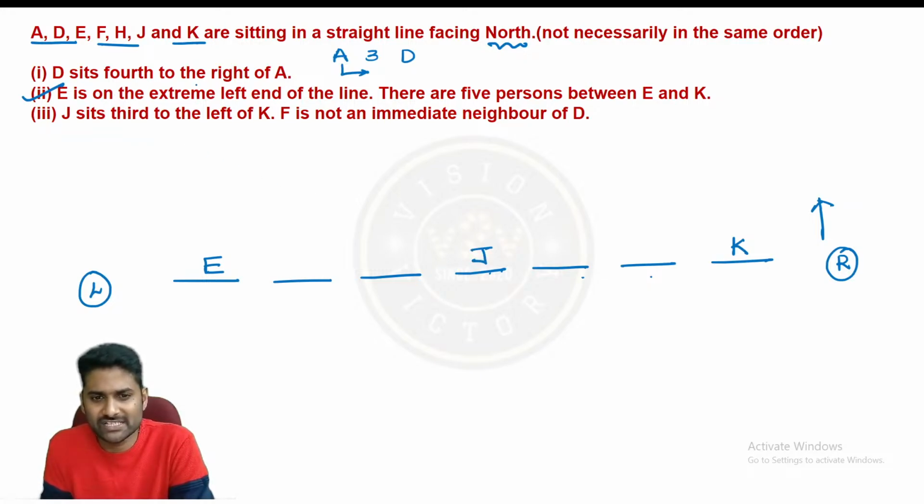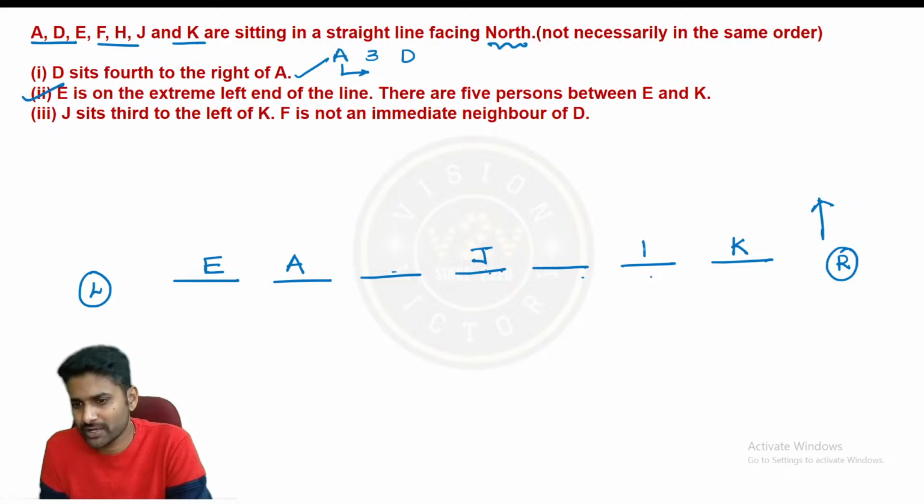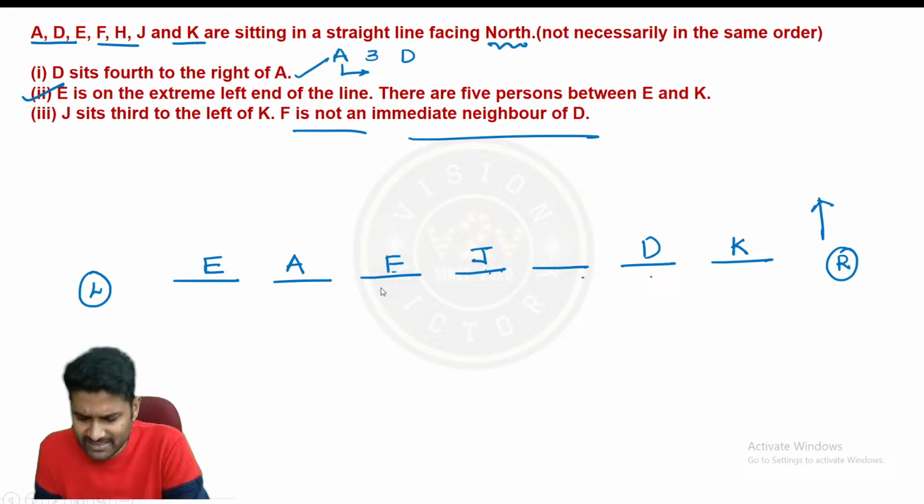Now D sits fourth to the right of A. Guys, this information carries 5 people. Now we can conclude here A: 1, 2, 3, 4, exactly the fourth position. You can place it as D. Go through the last data here. F is not an immediate neighbor of D. So you can confirm this is F. Hope you understand. So this is the easiest set. Now there is one letter left. You can confirm here H.